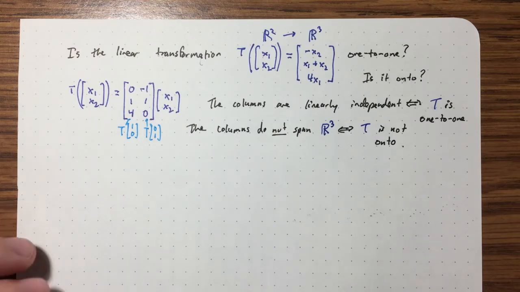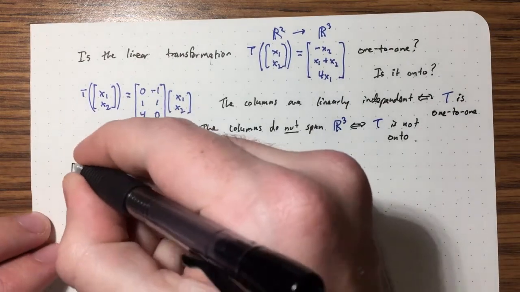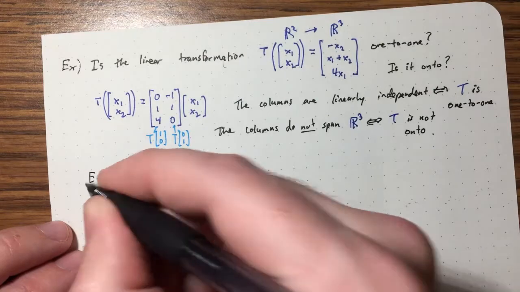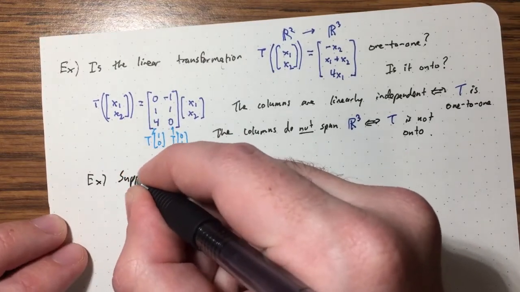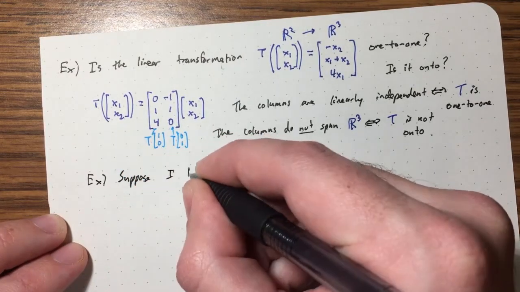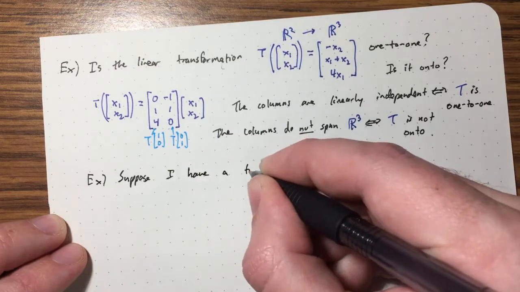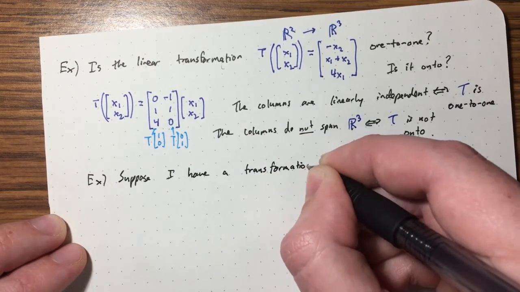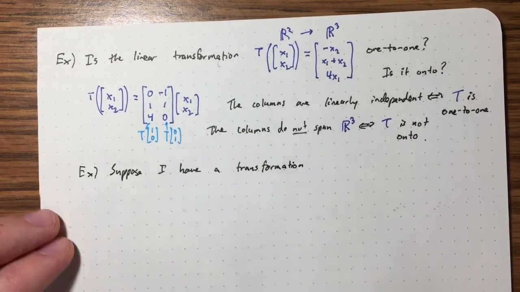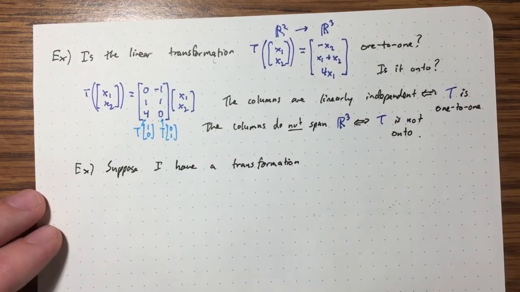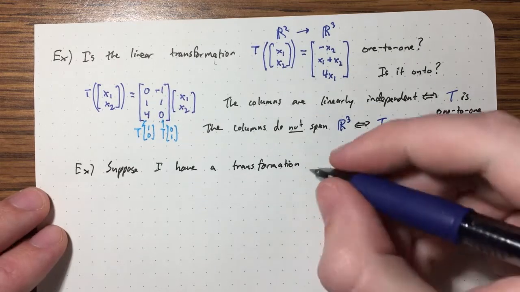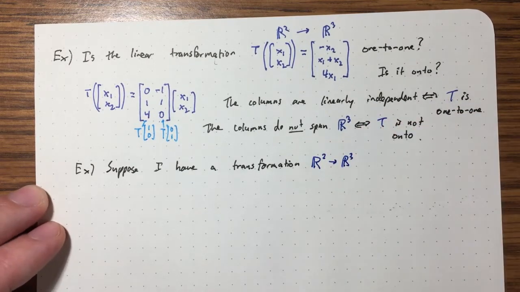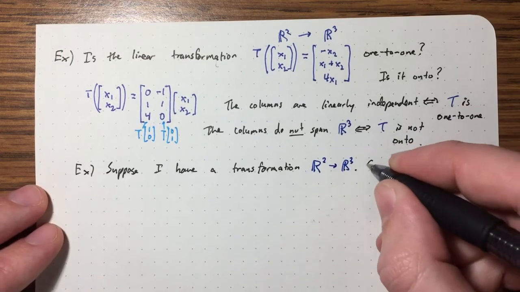Okay, so let's do one other problem. I guess this was another example. So let's do another example. Suppose I have a transformation. And after the previous example, you should be able to answer this one almost immediately. So let's suppose I have any transformation from R2 to R3. Here's my question. Can it be onto?